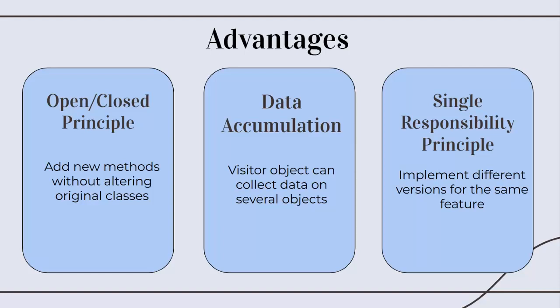And then finally we have the single responsibility principle. This lets you create different versions of the same feature. An example of this could be calculating area. Say we have elements of a circle, a triangle, and a square. To calculate the area for these shapes, they all have different formulas, so you can tailor the implementation to each formula for finding the area.